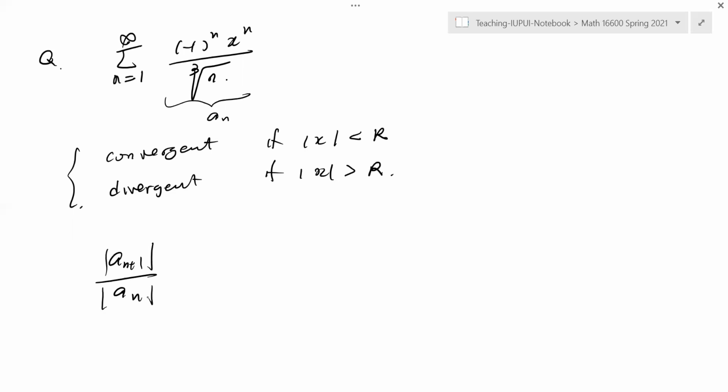Because this n-th term might be negative. In my original statement, when you're trying to find a limit using the ratio test, it's always absolute value there. I hope you put a note there. If you don't write like this, you will make mistakes in the argument.